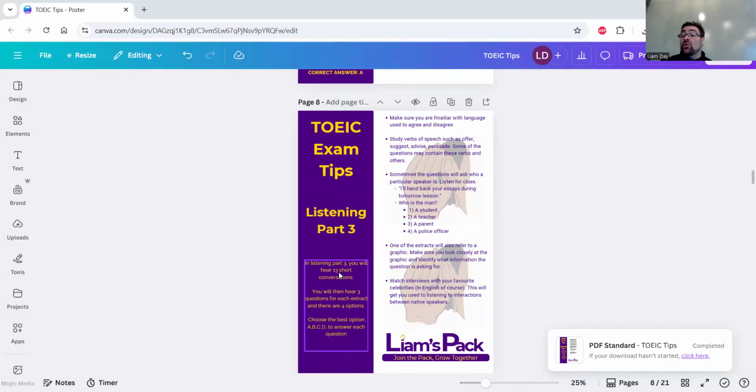So, first of all, there will be 13 short conversations. Again, this is a very long part, and you have to understand that there will be a mix of difficulties. Some of the conversations will be easier, some will be more difficult. You will hear 3 questions for each extract, and there are 4 options. Choose the best option, A, B, C, or D, to answer each question.